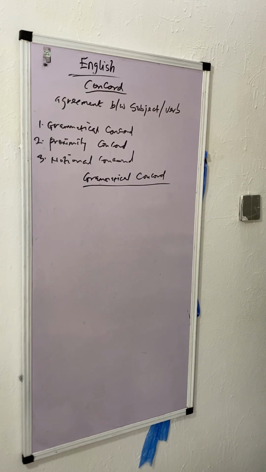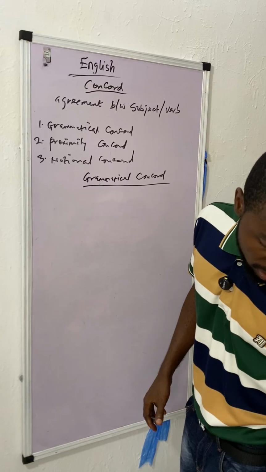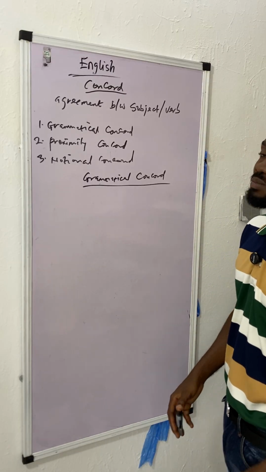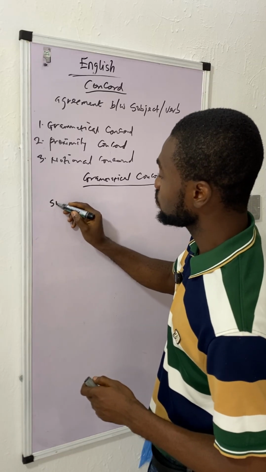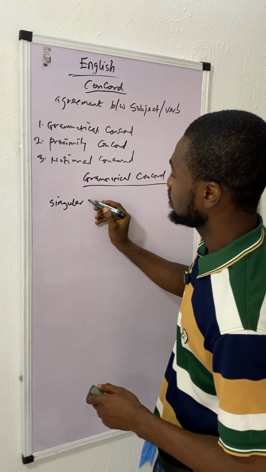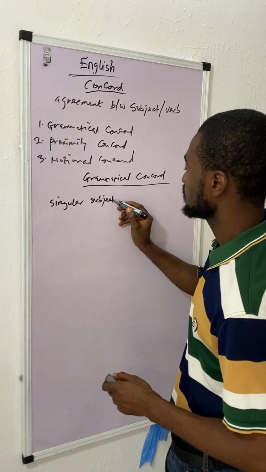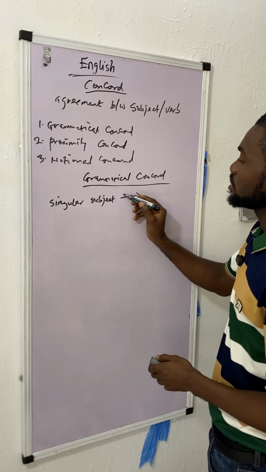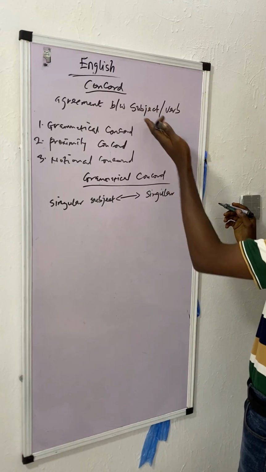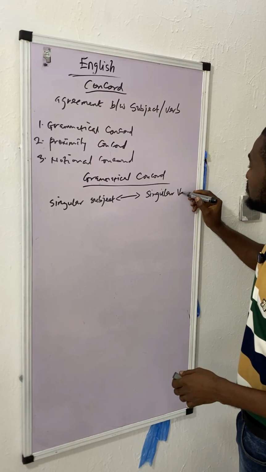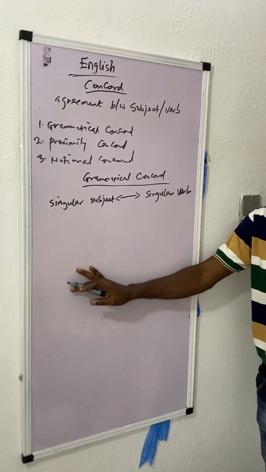What is it all about? It says the agreement between the subject and the verb. Okay. What does it mean? When the subject is singular, the verb must be singular. So a singular subject should go with what? It should go with a singular verb. Everything must be singular. That's what grammatical concord means. Remember, it's between the subject and the verb.